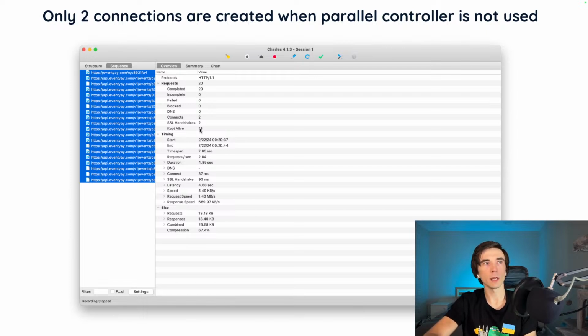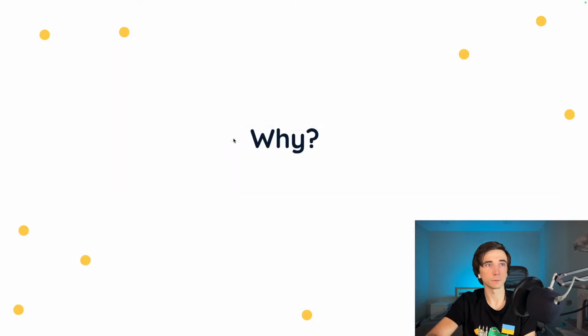You may ask, why do we have 2 connections, not 1? Because normally JMeter should create 1 connection per thread. But in our scenario, we have 2 hosts. We have 2 servers actually. One is our web server and the other is our API server. So we need to establish 2 connections to both of these servers. That's why we have 2. But in general, without the parallel controller, JMeter works as expected, without any issues.